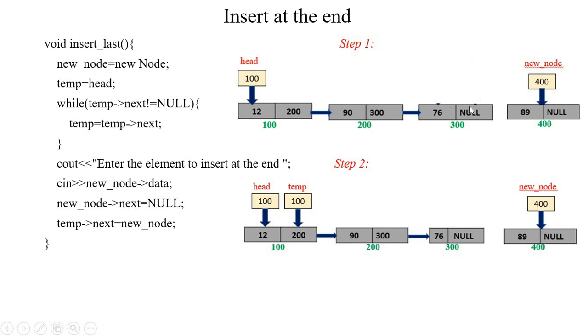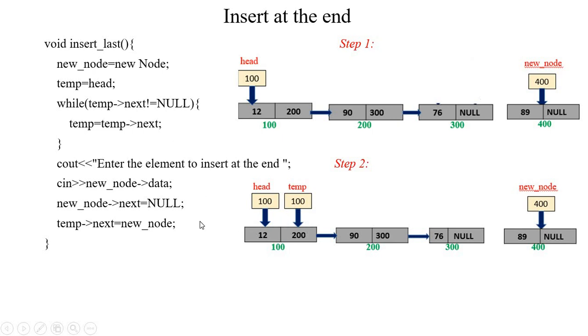Insert at the last means the same thing. I have created a new node and initially I'm keeping a temp at the first position. Why so? We don't know where a temp is. I want to make the temp point to the last node, position 300. So initially I'm keeping a temp at the head, and temp next is not equal to null, which means until the temp next is null. Now temp is at the first node. Look, is the temp next not equal to null? Yes, temp next is 200.